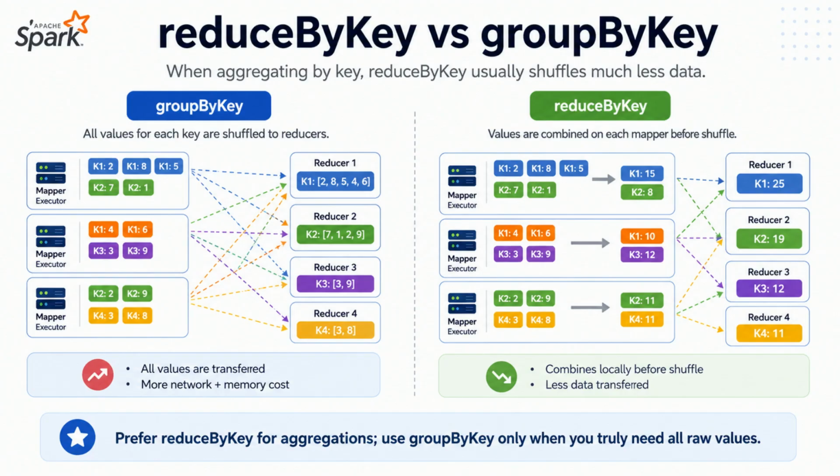In contrast, reduceByKey performs local aggregation before the shuffle. This means that each mapper combines the values with the same key locally on its own node before sending any data over the network.